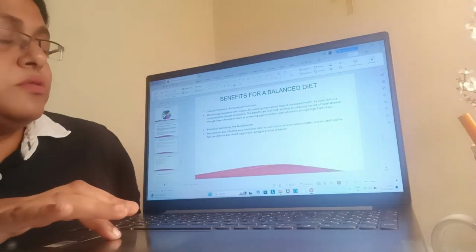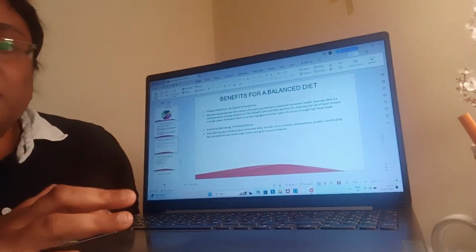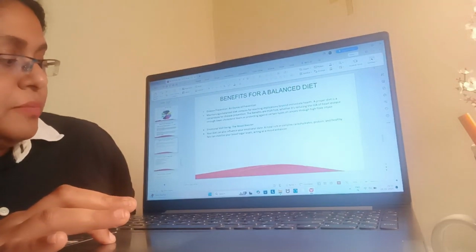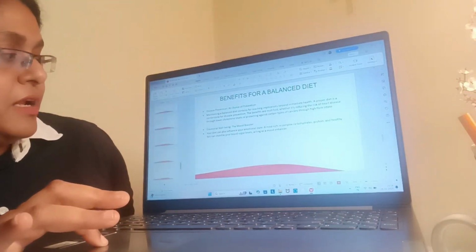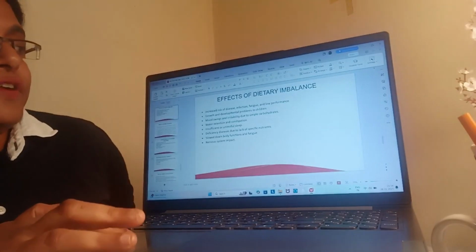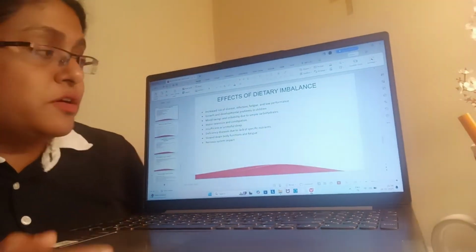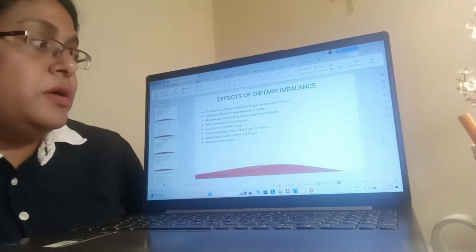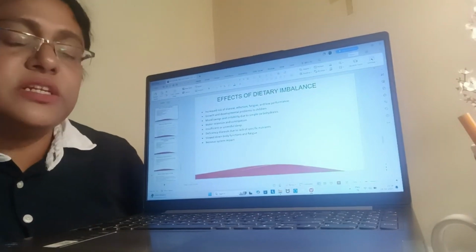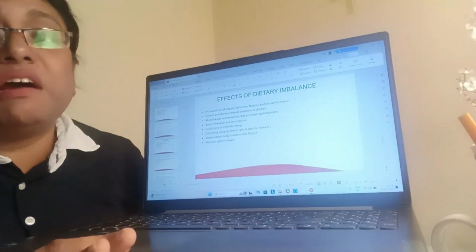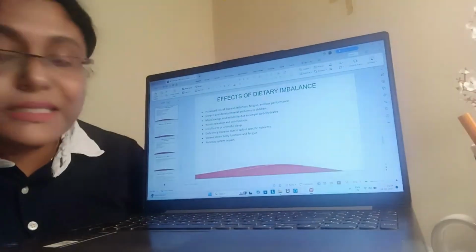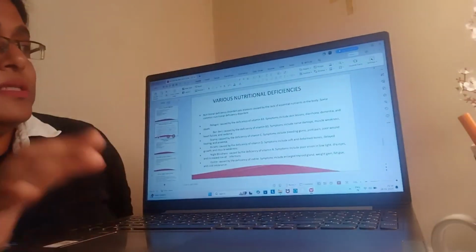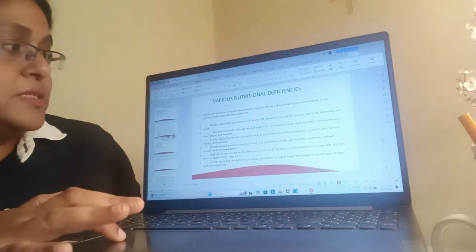So we have talked about the benefits of a balanced diet; it also helps with disease prevention and emotional well-being, and we have talked about mental well-being too. So what are the effects of dietary imbalance? We get a higher risk of diseases, mood swings, everyone is having mood swings now, growth and development problems, water retention and constipation, insufficient and restful sleep or sleep apnea, deficiency diseases. Everything is happening now. Next we'll see the various nutritional deficiencies as well.